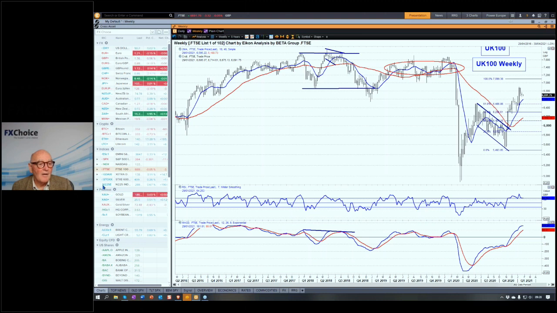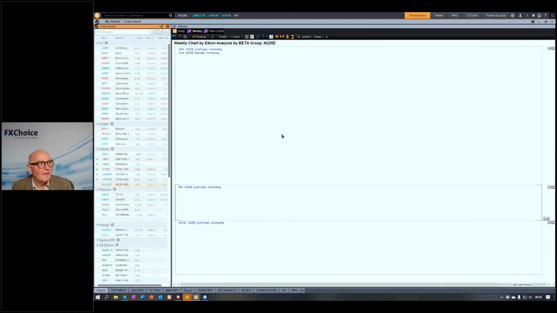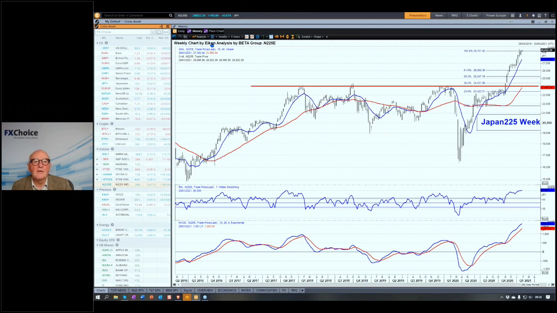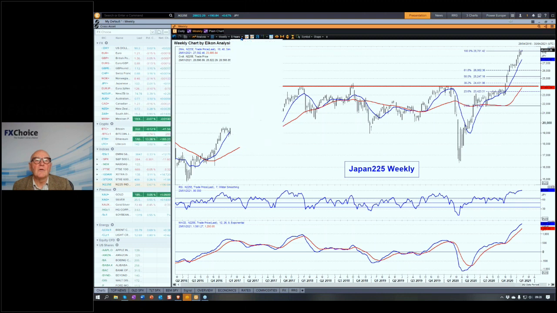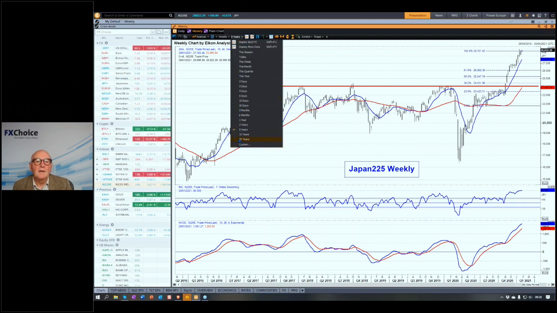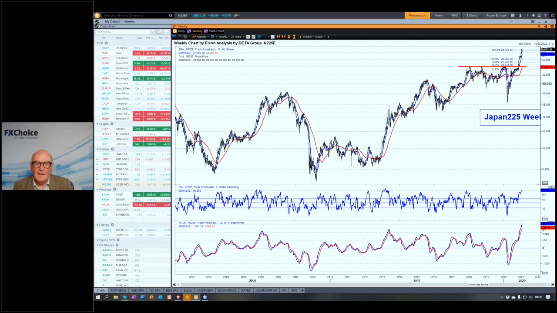The one that I've always been telling you I love so much is the Japanese stock market. This is the weekly chart of it. It's phenomenal. If you want to see how phenomenal, I'll put in the last 20 years of it, and actually longer than that.